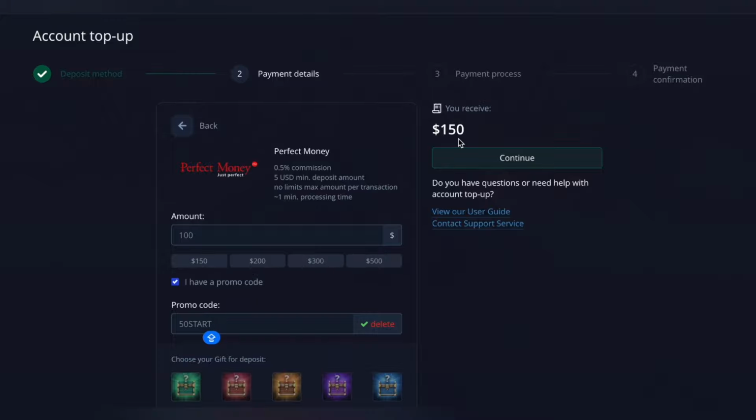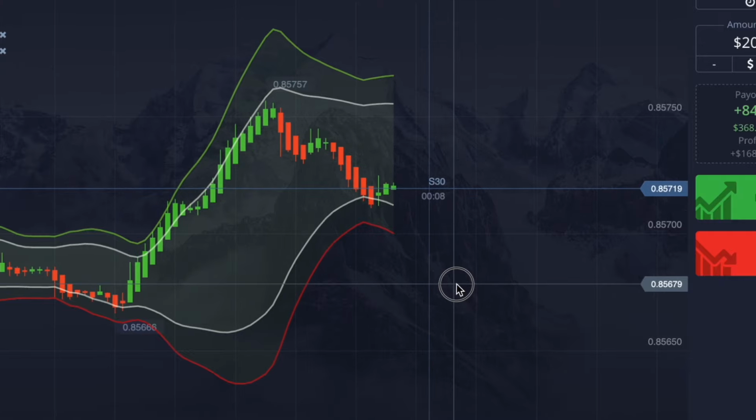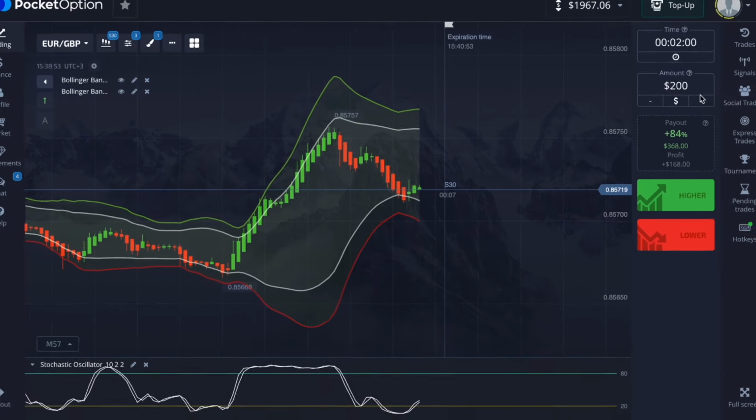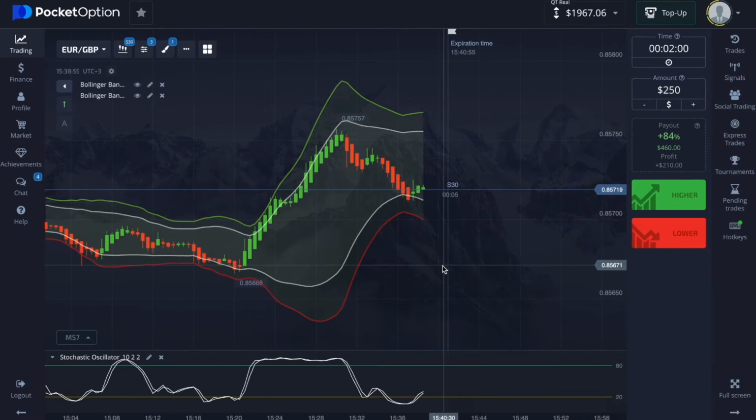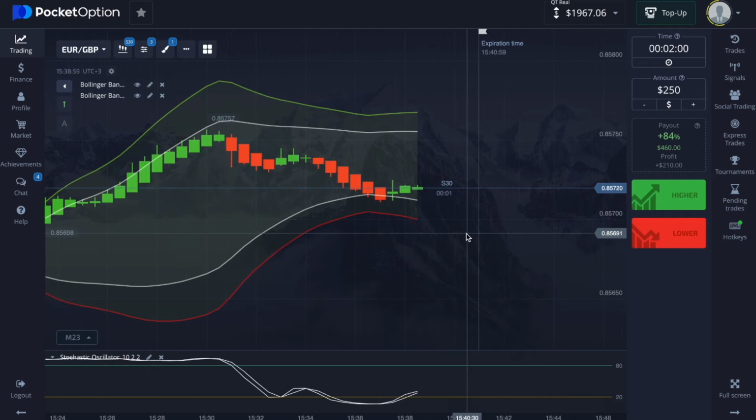And I'll continue demonstrating strategies and trading. I've spotted a good situation. The candles just went beyond the boundary and returned within the indicator. I decide to increase the trade amount. In the stochastic indicator, the candlesticks have already crossed the danger zone line and are moving upward.